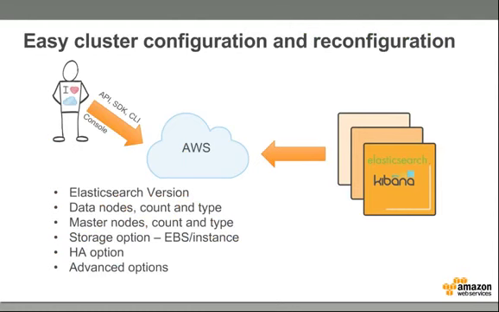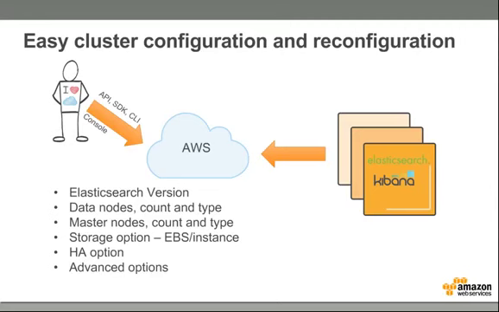Some of the nice features that we do provide a very easy way to create clusters and reconfigure those clusters. So from the console or SDK, CLI, API, CloudFormation, all of those methods, you can make a single call to create an Elasticsearch cluster. You send in an Elasticsearch version. As of now, we support 1.5 and 2.3. You send in for the data nodes, account and type of those nodes. And then for the master nodes, account and type. Type there is instance type.